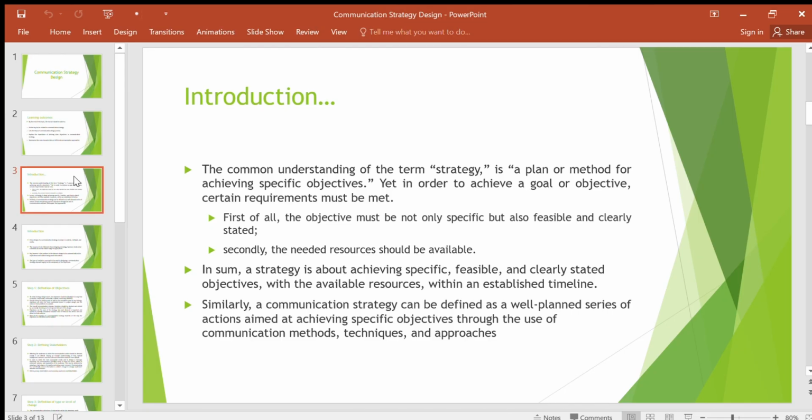Similarly, this is the definition of a communication strategy. We have defined strategy as a plan or method of achieving specific objectives. Now, a communication strategy is a well-planned series of actions aimed at achieving specific objectives through the use of communication methods, techniques, and approaches. That is the definition, and it is different from a strategy. A strategy is a plan, and a communication strategy is a well-planned series of actions.